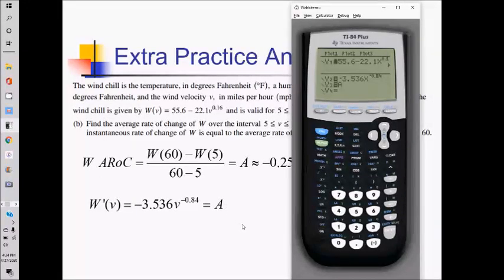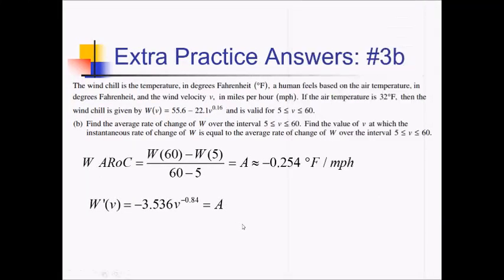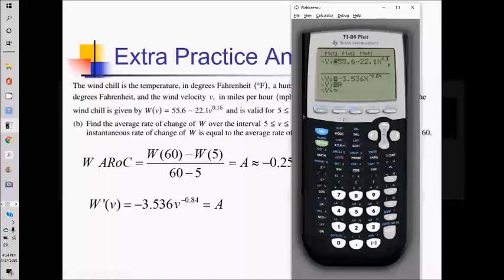And now, what interval am I looking in? Well, they wanted to see where these things were equal on the interval of 5 to 60. So that's going to be my window that I'm going to go to here.